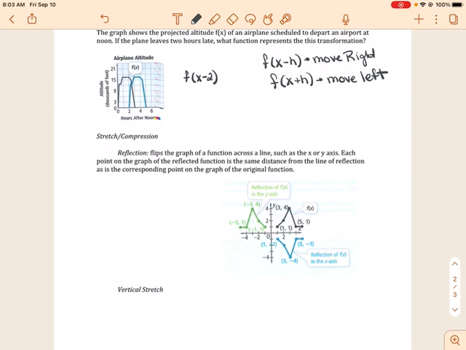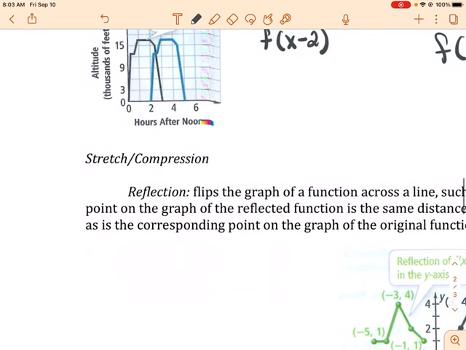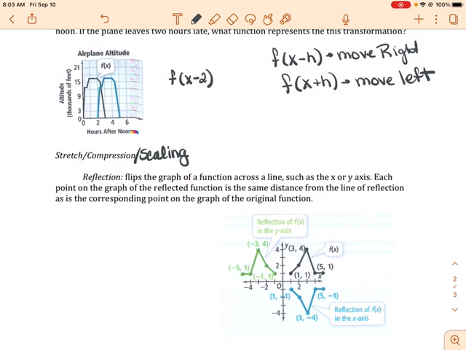All right, so let's talk about stretch and compression, or as this is called, scaling. There are actually three things: you have a reflection, a vertical compression, and a vertical stretch. So let's talk about reflecting. Reflecting flips the graph of the function across a line, maybe an axis, or y equals x. Each point on the graph of a reflected function is the same distance from the line of reflection as the corresponding point on the graph of the original function.